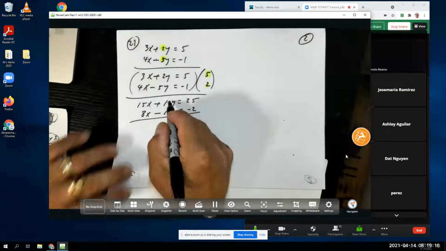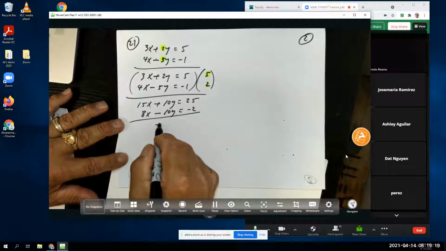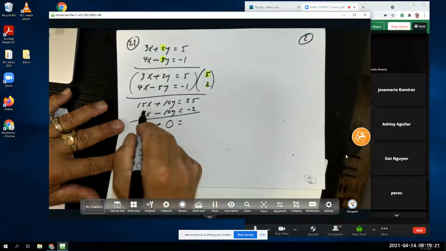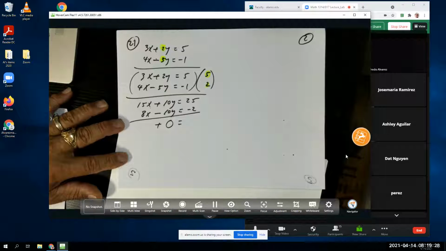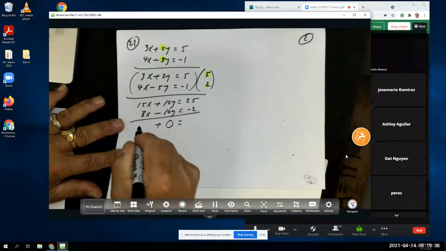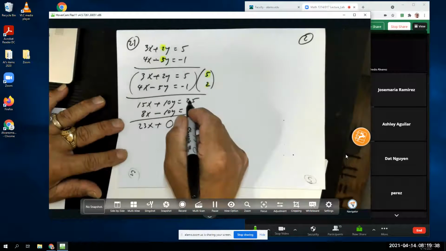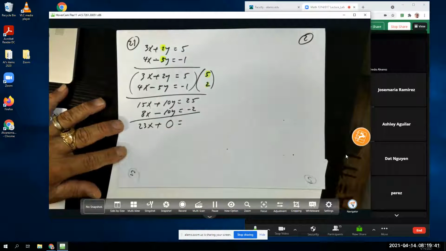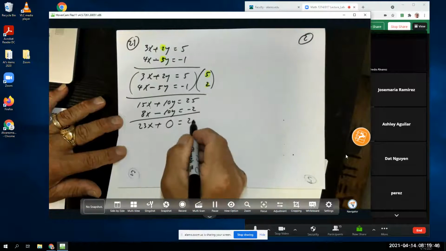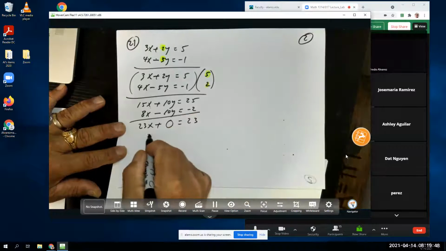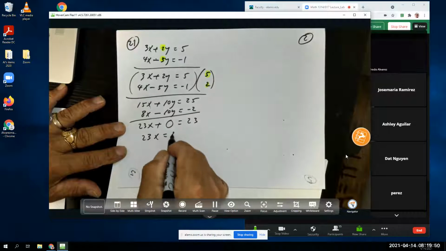All right, what's 10y and -10y? Can I just put a 0 for that one? Is that okay? 0. And what's 8 and 15? What's 8 and 15 together? 23. So this is going to be 23x. And what is 25 minus 2? 23. Yep. So now I'm going to write 23x equals 23.